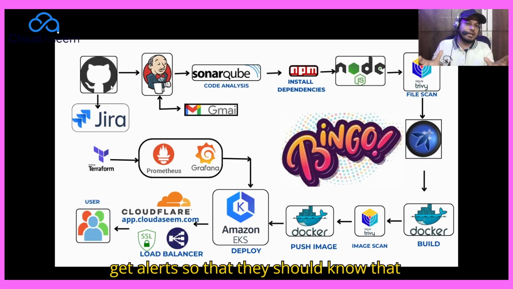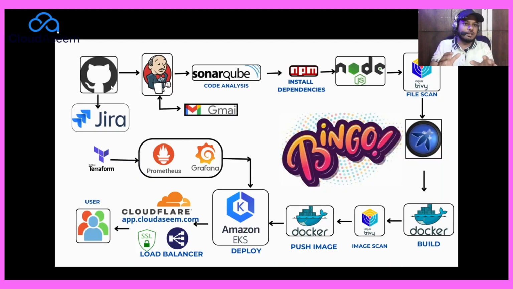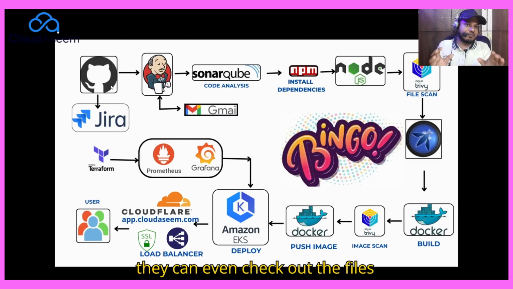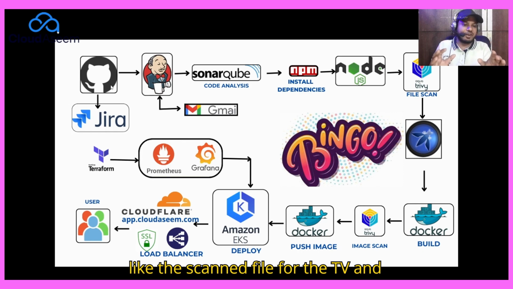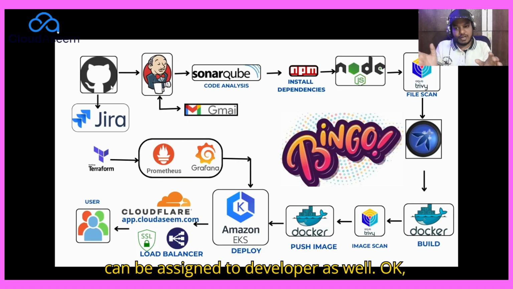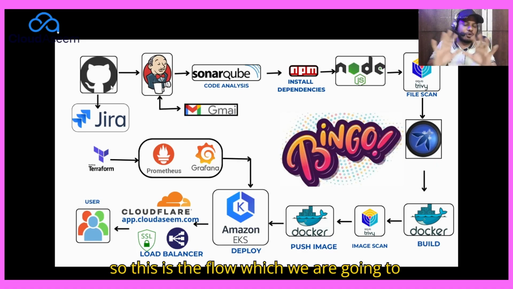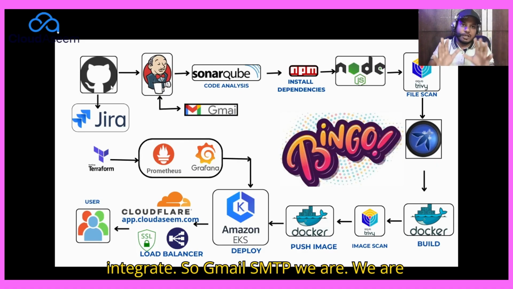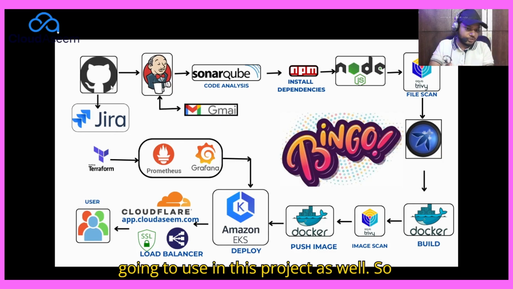The team should get alerts so that they know whether the pipeline is a success or failure, and they can even check out the files, like the scan file for the TV and everything. They can review that, and it can be assigned to a developer as well. Okay, so this is the flow which we are going to integrate. Gmail SMTP we are going to use in this project as well.